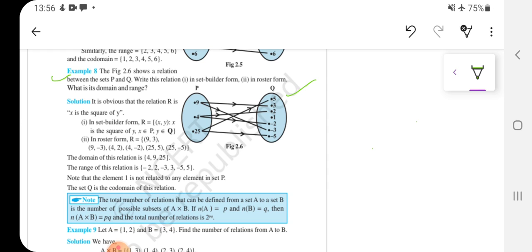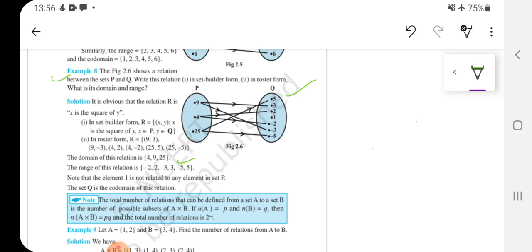So first of all, what is domain? Domain is the set of all the elements of the first set that are linked, right? So domain means the elements of the first set, that means elements of P, which are linked to some elements of Q. As you can see, domain's first element is 9, that is also linked to some element of Q. 4 is also linked to some elements of Q, and 25 is also linked to some elements of Q. So domain will contain all the elements 9, 4 and 25. So our domain of this relation is 9, 4 and 25.